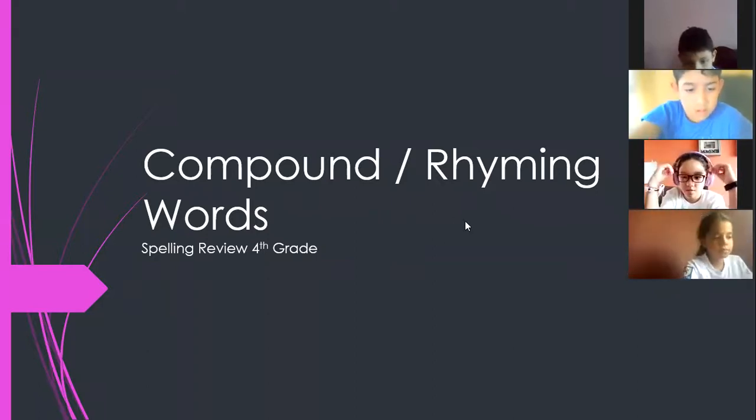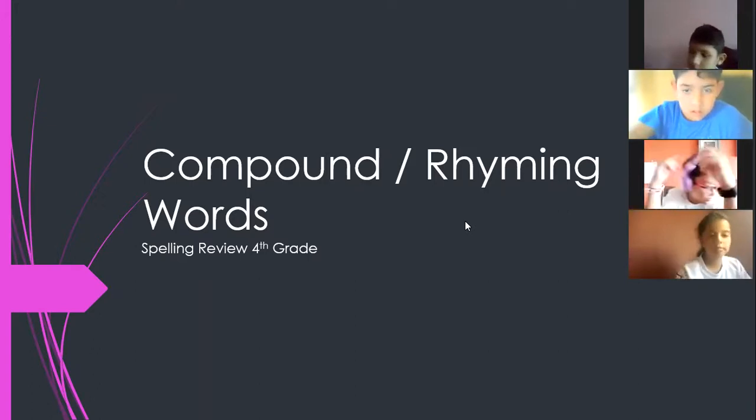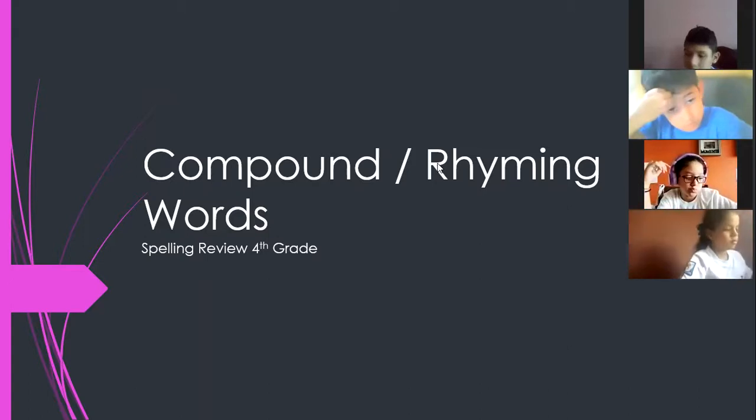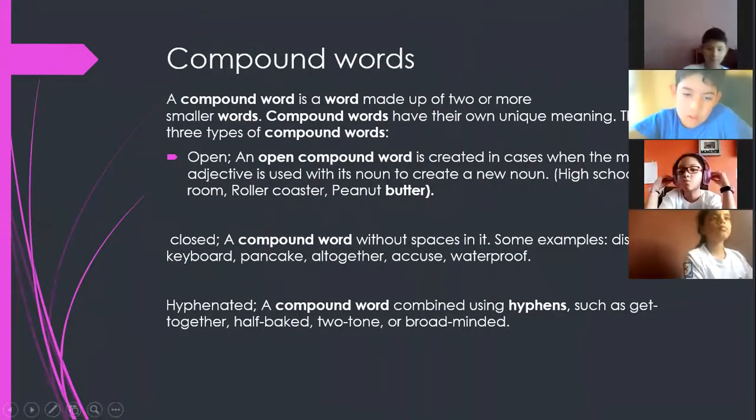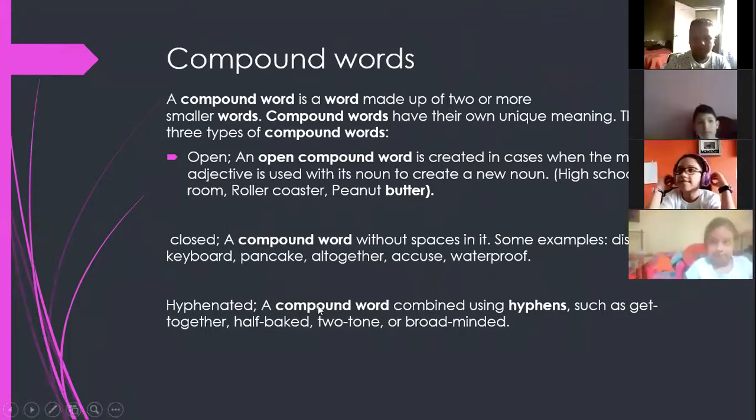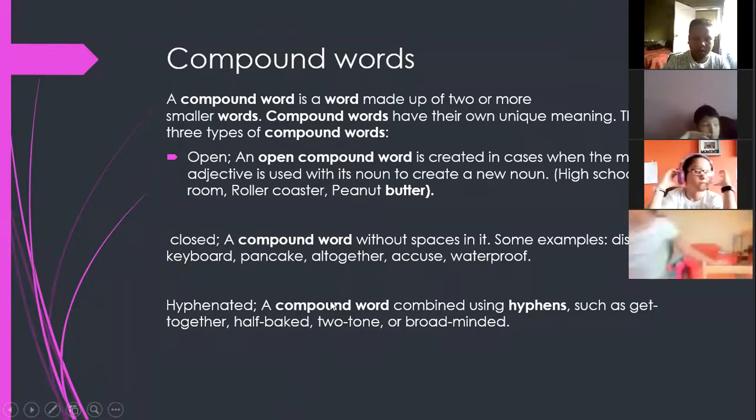We need to copy. Okay. Well, so far, what I have is the definition of what compound words are. And I have some worksheets, some exercises, but we're going to answer them here in Zoom.